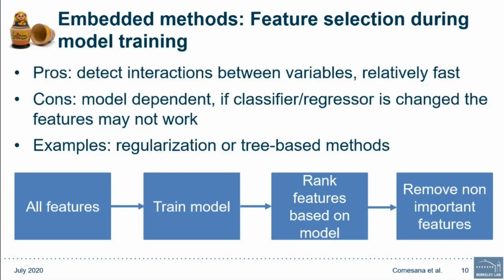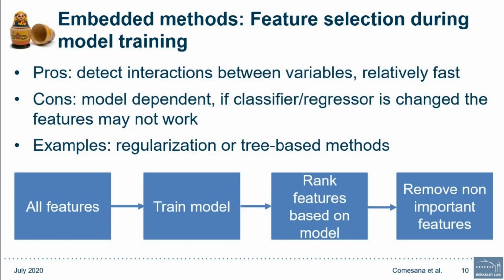And the last category is embedded methods. Now, the motivation for embedded methods is, what if we could include the feature selection process as a part of the model training process itself? And these methods don't separate the learning from the feature selection part. So they're performing feature selection and ranking features while training the model. There are a couple of different advantages to that.